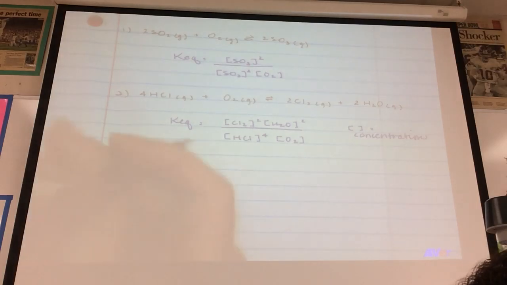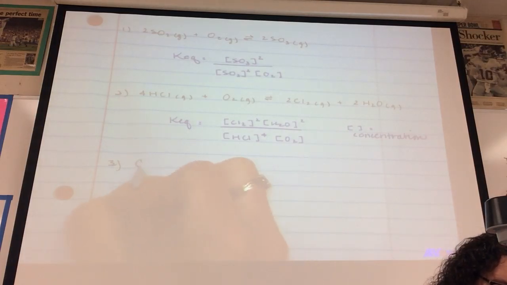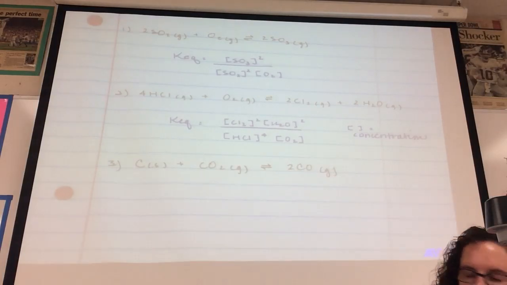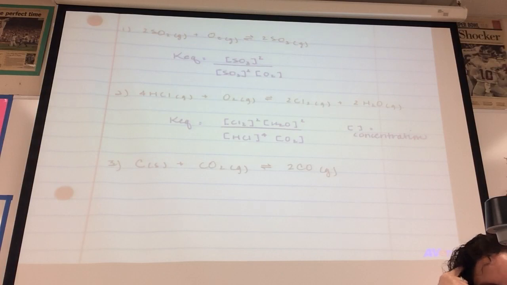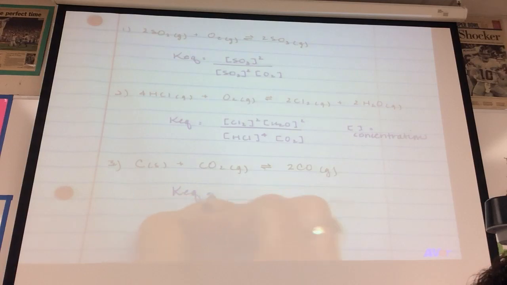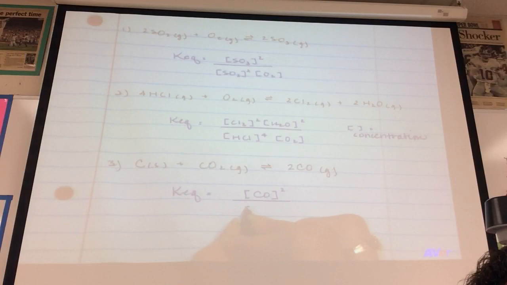The third one's a little bit trickier, but I know that you're going to pay attention to the state of matter and you won't make a careless error. So if you write the KEQ expression here, what would you write? Put on top brackets CO squared, and then on the bottom it would be brackets CO2.